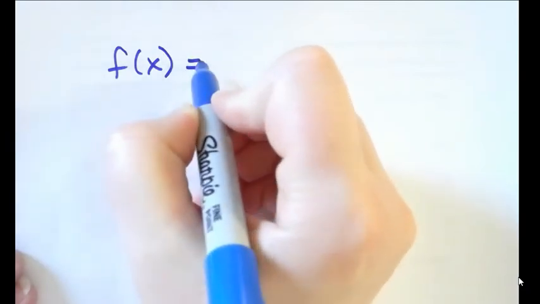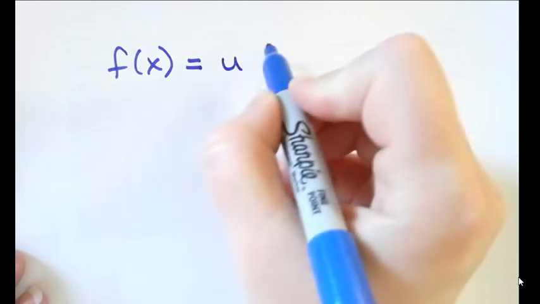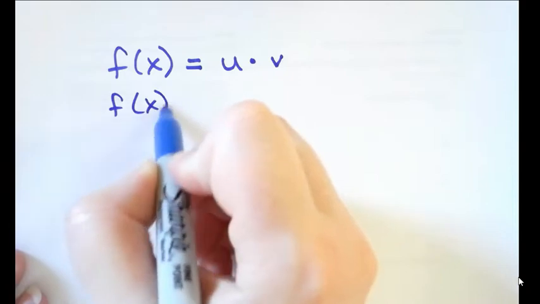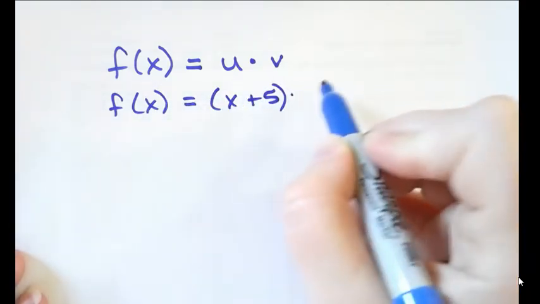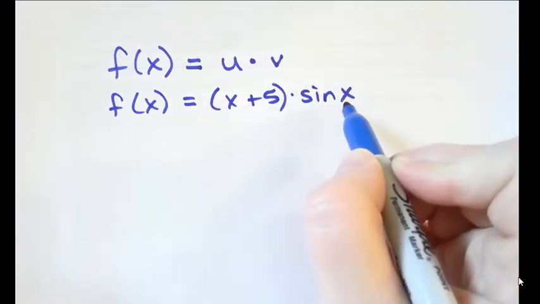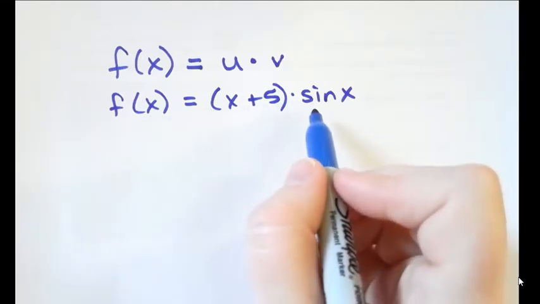This video is going to talk about the product rule and the quotient rule for derivatives. So if we have a function f of x that is created by having two different functions multiplied together, let's call them u times v. So maybe we have a function f of x equals x plus 5 times sine of x, two different functions multiplied together. We need a way to find the derivative for this function.